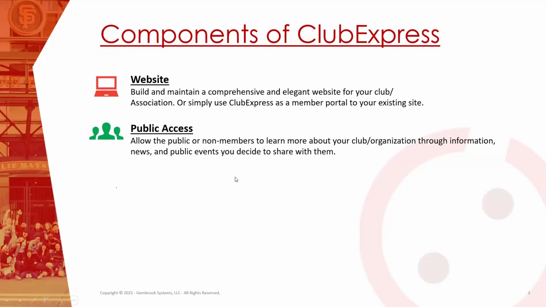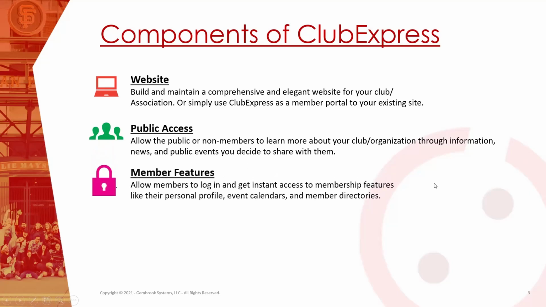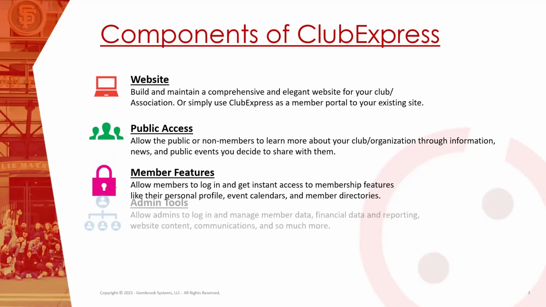With ClubExpress, you can have public access, so anybody who is public, non-members, who you'd like to learn more about your organization, can do so without getting any information that you want for members only. And also, if there are public events, you'd be able to share them. Allowing your members to log in, they can get access to membership features, they can access their personal profile, calendars, document libraries, photos, anything that you would like your members to access, but maybe do not want your public to be able to access at that moment.